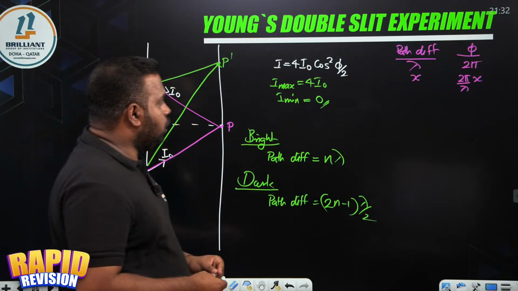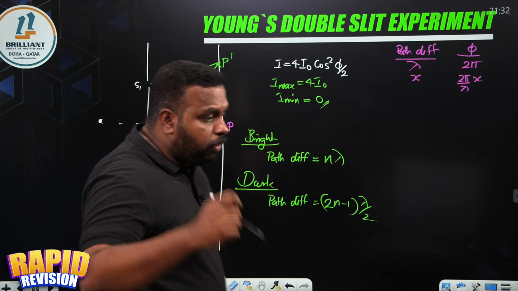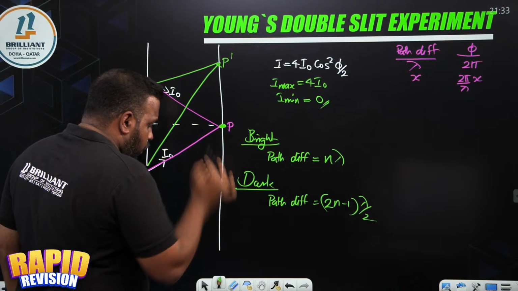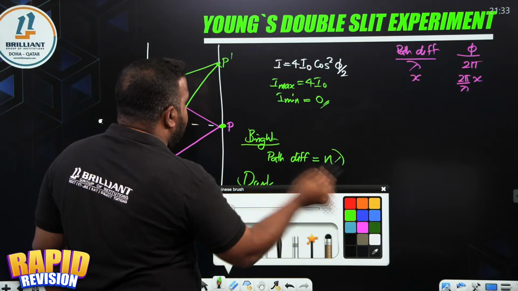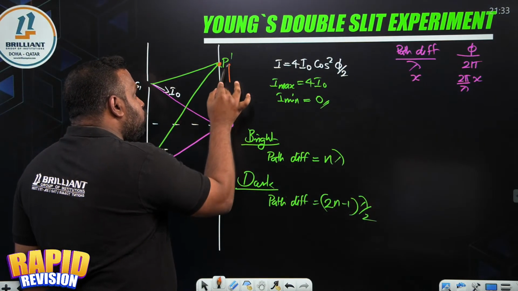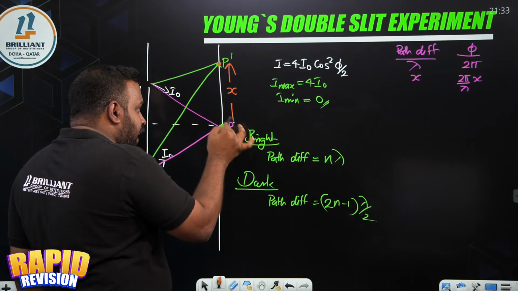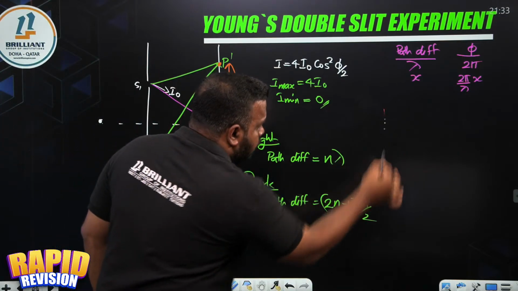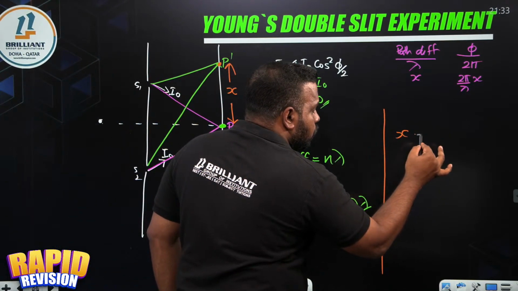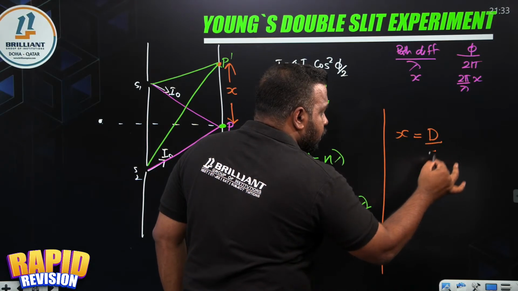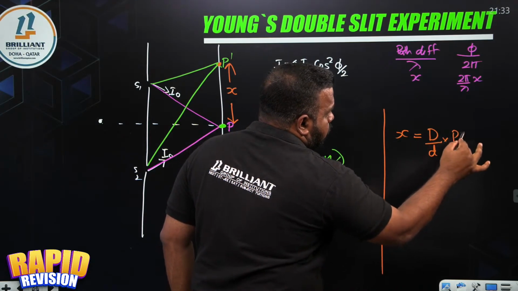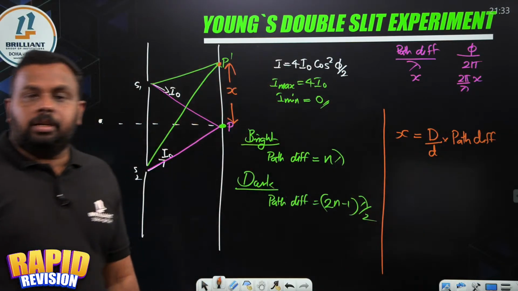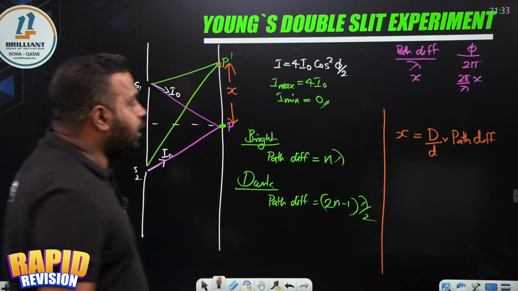Bright and dark. Okay, yes. Now, one more formula you should study from it. This is the central maxima. The point P is the central bright, and if you are taking any point as x, we have a formula for x. That is, x is equal to D by d into path difference. This is also very important in solving numericals. D by d into path difference.